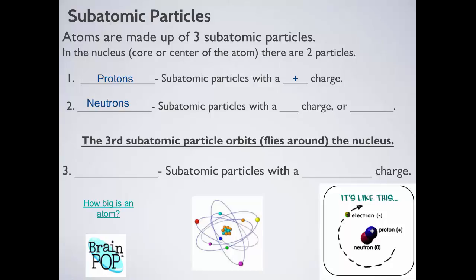What do you think about their charge? No? They have neutral and no charge. Yeah, they're called neutrons because they have no charge. They're neutral. They're electrically neutral. So those are in the nucleus. And then around the nucleus, in various orbits, is the last subatomic particle called the electron.